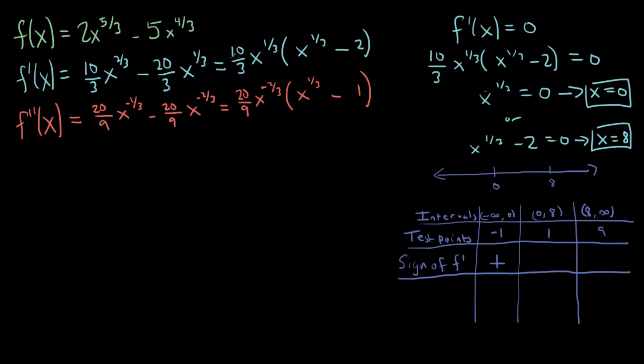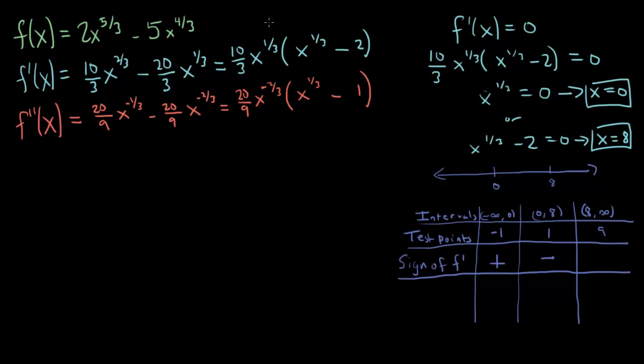Now, what about at 1? Well, this factor would be positive because the cube root of a positive number is a positive number. But here we would have the cube root of 1, which is just 1, minus 2. So you have negative 1 times a positive number over here, which results in a negative. Then what about 9? The cube root of a positive number is positive. Then the cube root of 9, so the question is, is the cube root of 9 less than 2? Because if it is, then a number less than 2 minus 2 is negative, and a negative times a positive is negative.